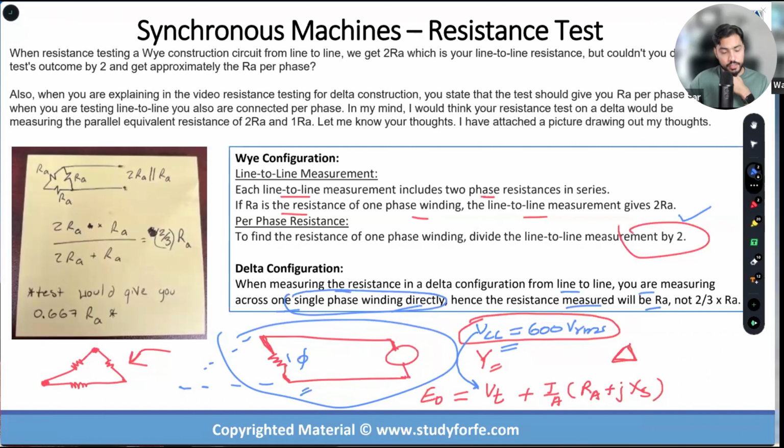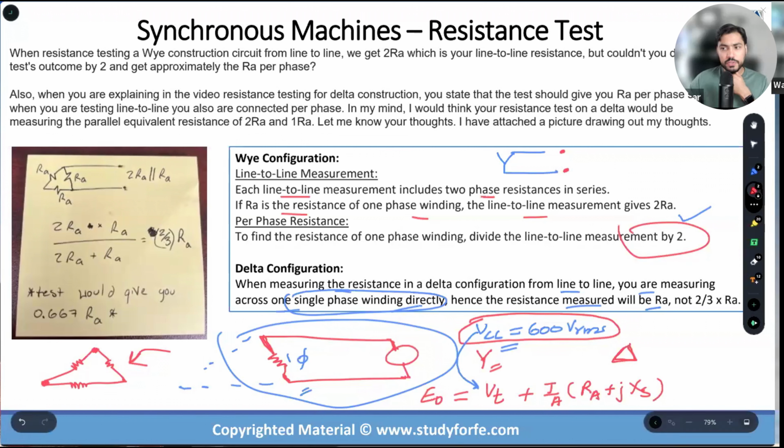Divide by root 3. Why? Because the voltage that is given to me is actually between these two terminals. Okay? It is between these two terminals, and that's a line-to-line voltage.